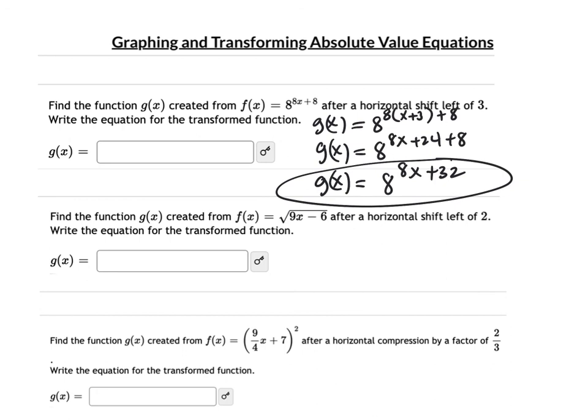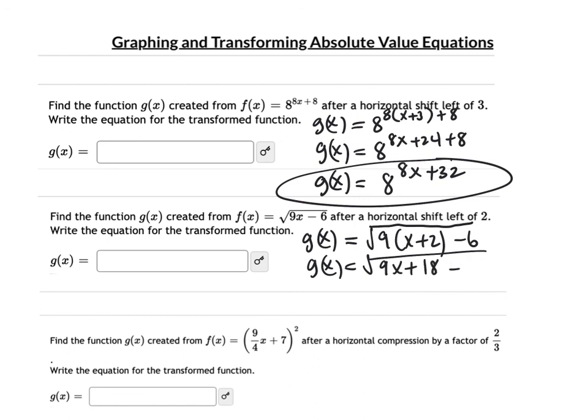Middle one is a square root function. A horizontal shift left of 2. So x is going to be replaced because it's horizontal. And since it's horizontal, it's the inverse. Left 2 is not going to be minus 2. It's going to be plus 2. So replace x with x plus 2 minus 6. Now I'll distribute the 9 and subtract 6. So g of x will equal the square root of 9x plus 18 minus 6. So for my final answer, I have the square root of 9x plus 12.